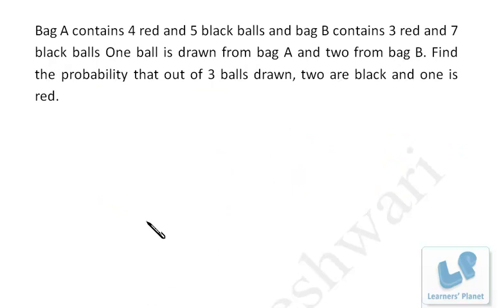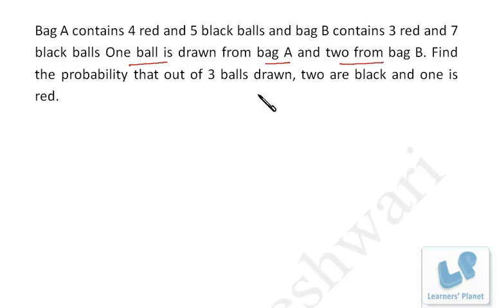Now next question is, bag A contains 4 red and 5 black balls and bag B contains 3 red and 7 black balls. One ball is drawn from bag A and two from bag B. Find the probability that out of 3 balls drawn, 2 are black and 1 is red. Now there are two cases possible. From the first bag we are drawing one ball, and from the second bag we are drawing 2 balls.